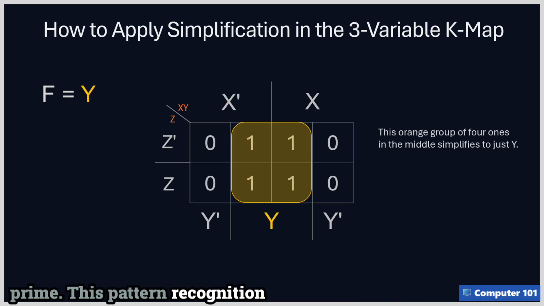This pattern recognition holds steady anywhere on the grid. Here is a block of 4 perfectly centered in orange. Checking boundaries, x flips across the top columns, and z flips along the side rows. Y doesn't change state. The quad simplifies to a single letter.